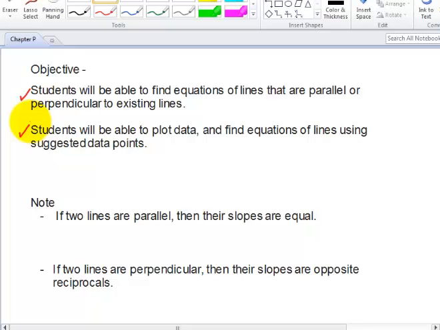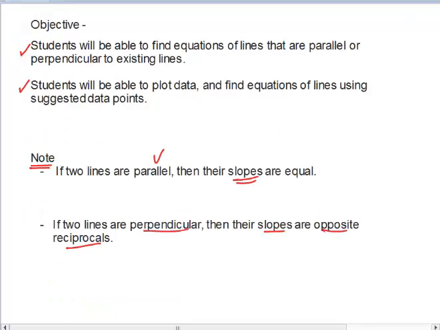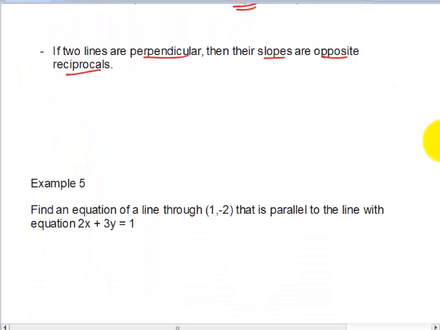So, first things first, let's just get a couple notes out of the way. You should know that if two lines are parallel, then their slopes are equal. And if two lines are perpendicular, then their slopes are opposite reciprocals. This is a fact that you may know from early on in math, probably Algebra 1, but it's something that will be necessary for doing the problems that we're going to do today.